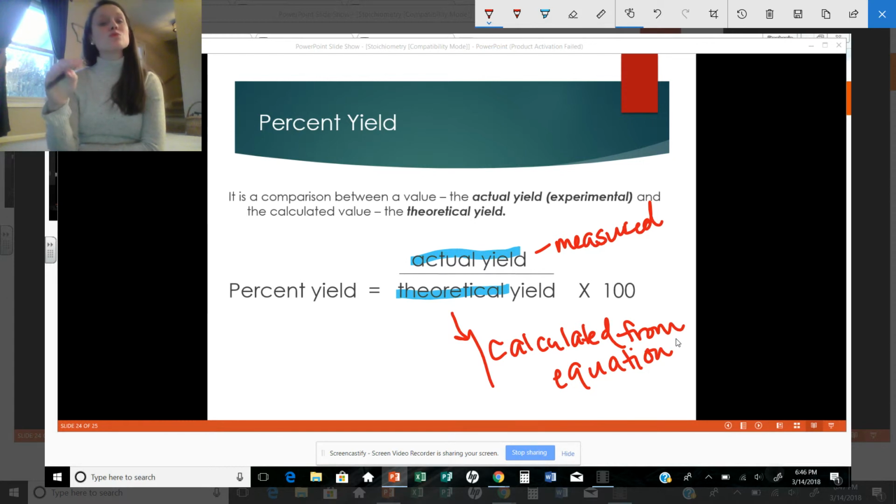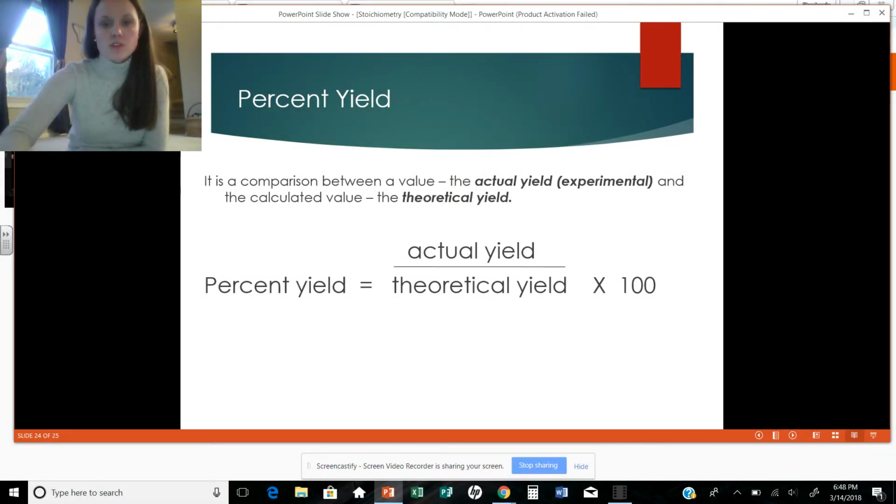Because those two things can be different, there's a calculation to see how close your actual yield is to your theoretical yield, and that's your percent yield. Okay? Alrighty. That should be it.